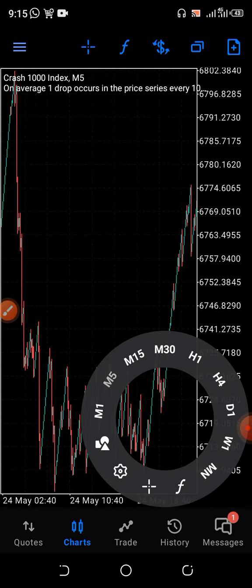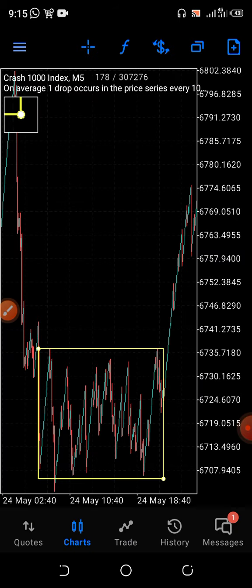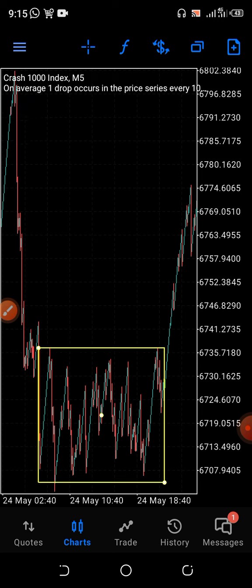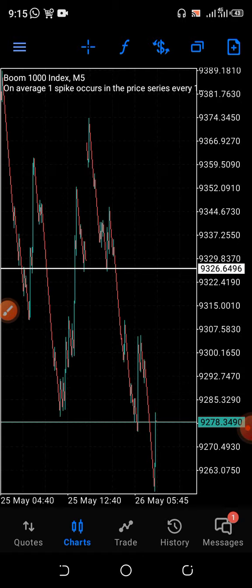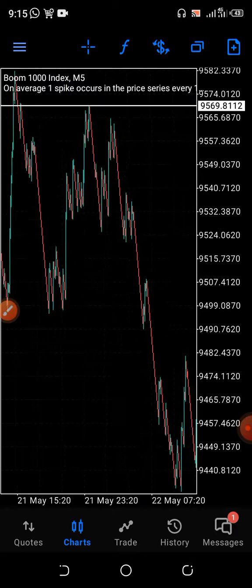Look at it. Boom and Crash. Look at from here now. Do you see it? From here, what happened? A total breakout. I'll be leaving this thing like this, then I will be adding those things for you to see how accurate your 5 minutes can be when it comes to catching spikes using this very strategy. Let's use Boom 1000 for us to see how powerful this thing can be.